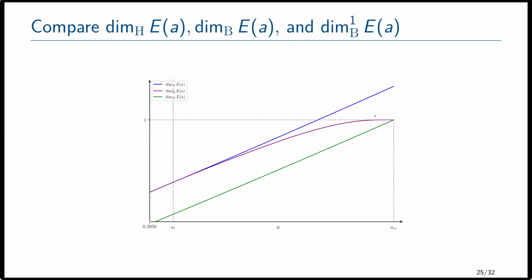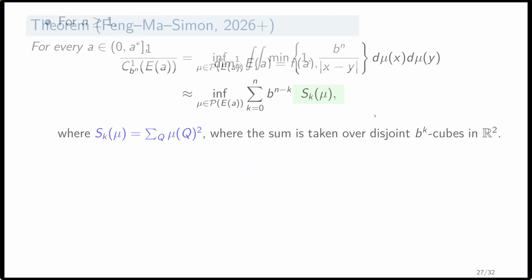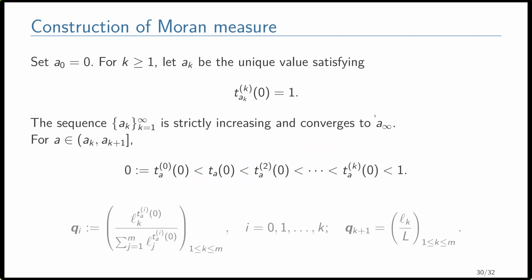We give a concrete example and compute what F is. Then we compare the Hausdorff dimension, the box dimension, and the box dimension of the projection. The purple one is the projection, the blue is the original box dimension, and green is the Hausdorff dimension. If A is less than A_1, then the blue and purple curves coincide. If A is between A_1 and infinity, then the three curves separate. And that's the result. Thank you, since I do not have time to explain the details.